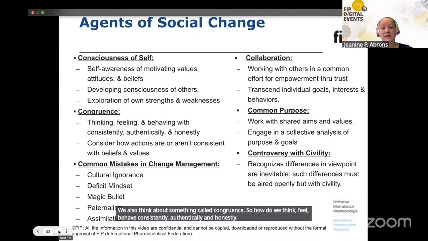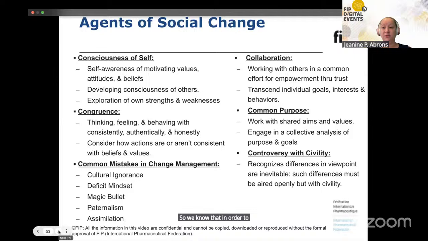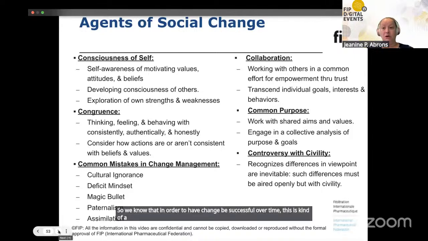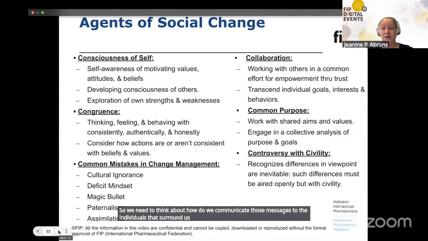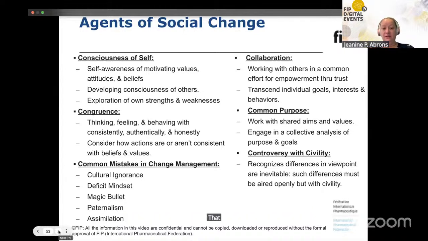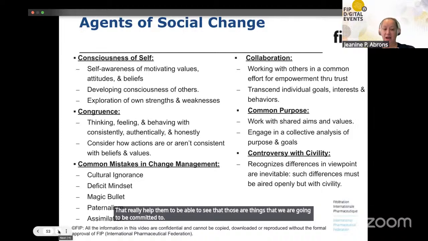So, we know that in order to have change be successful over time, this is a long term or a long haul approach if we're going to have it be something that's sustainable. So, we need to think about, how do we communicate those messages to the individuals that surround us in our countries, in other countries around the world in our profession and to our patients that really help them to be able to see that those are things that we are going to be committed to over the course of time.